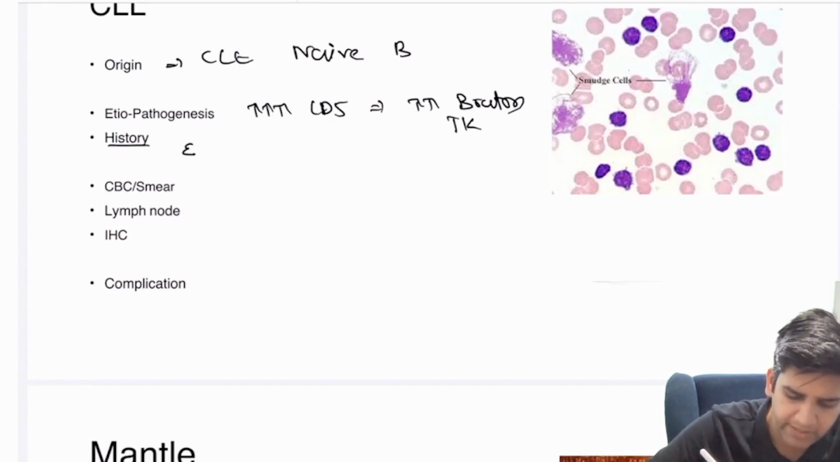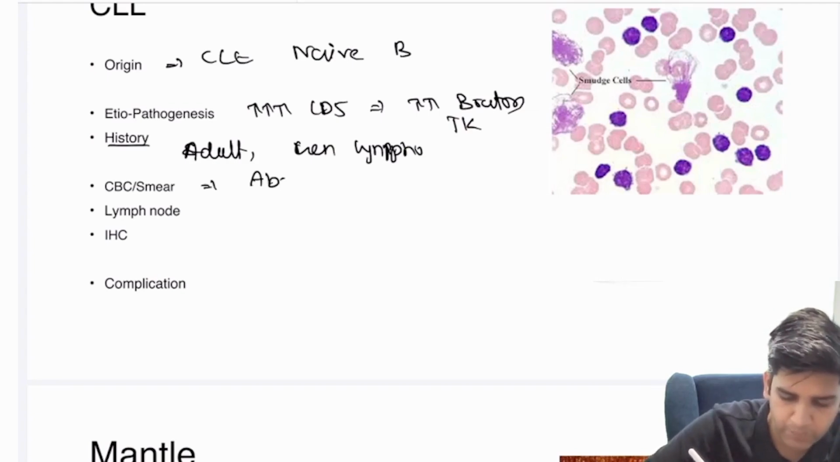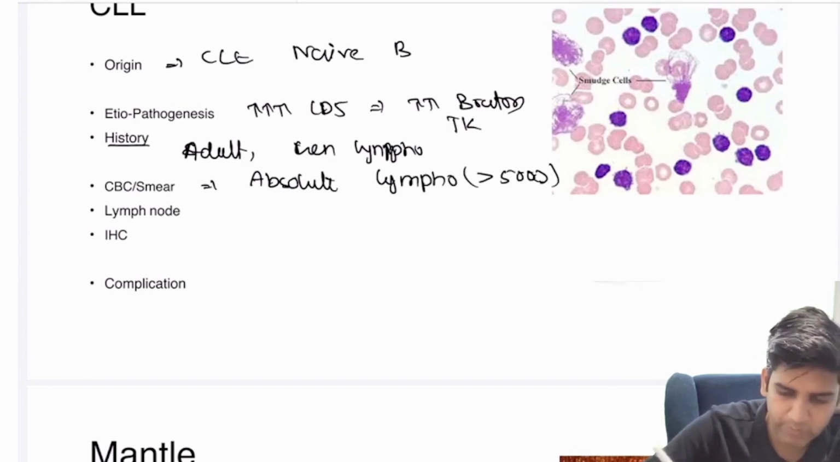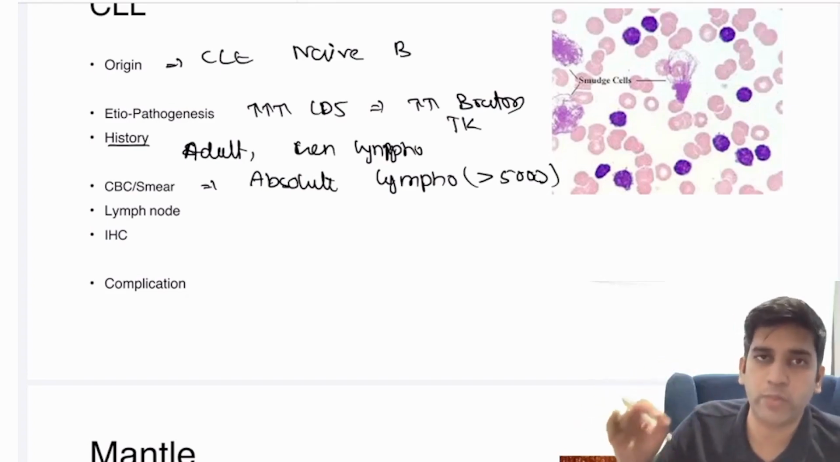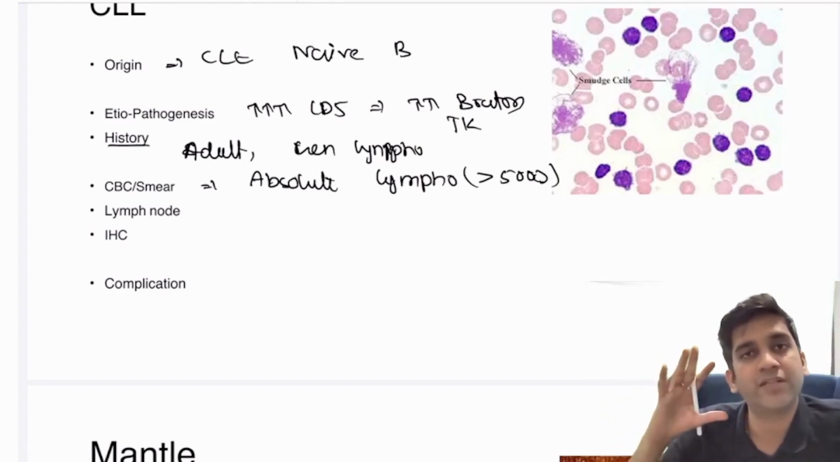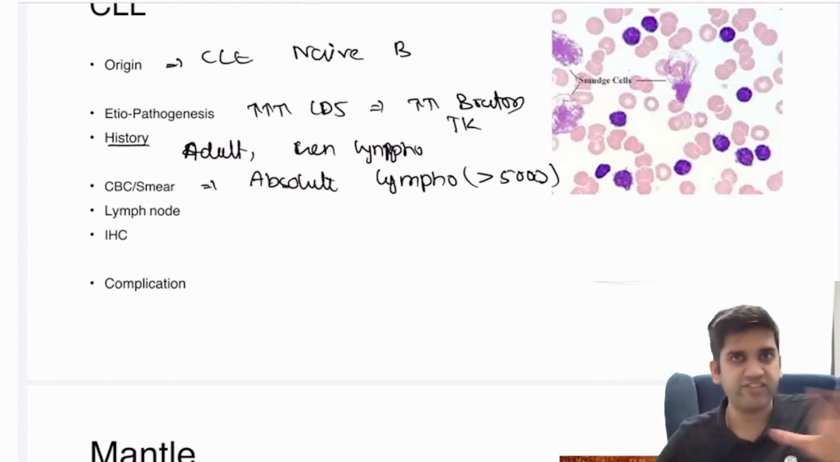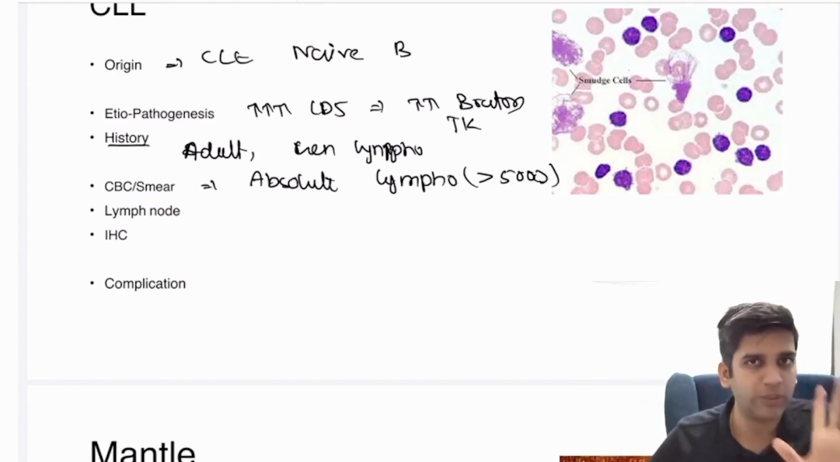History, it'll be an adult with generalized lymphadenopathy, and CBC shows absolute lymphocytosis. Extreme amounts of lymphocytes, criteria-wise more than 5,000. But the most important thing is that these lymphocytes should be monoclonal, which means they should have the same CD marker. I'm not going to talk about every CD marker here or the IHC marker. I'll talk only about one, right?